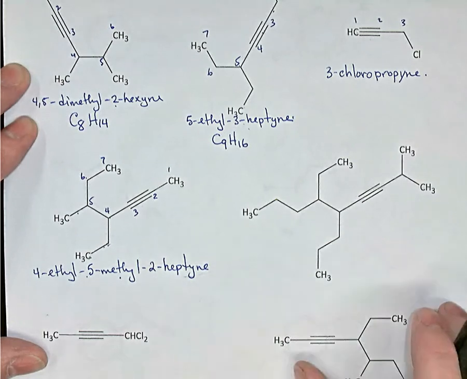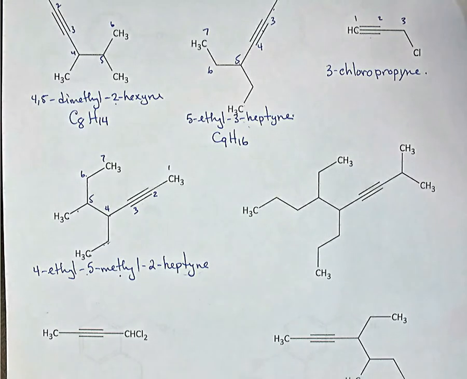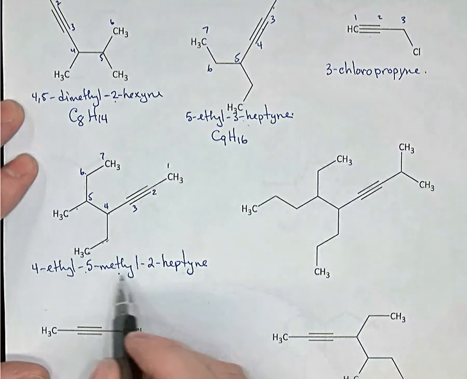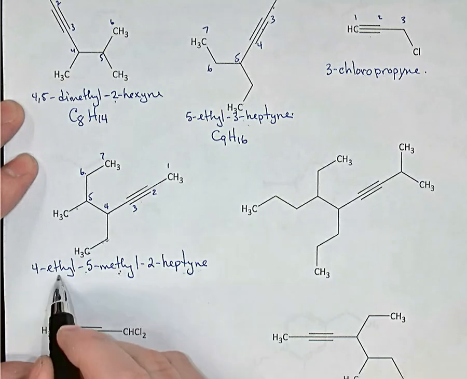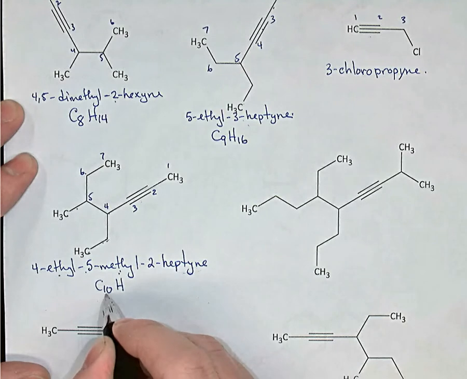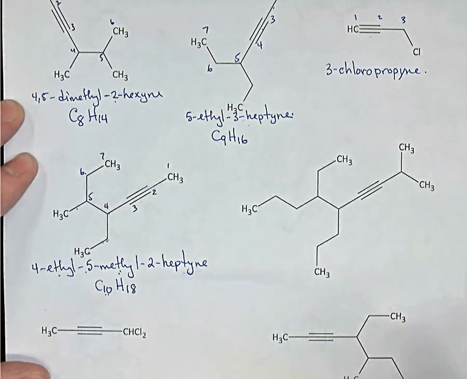7 carbons with the second bond, the triple bond, and the parent chain. Its molecular formula, if you're interested, 7 carbons plus 1 is 8, plus 2 more is 10, C10, and then twice this, minus 2, would be C10H18.